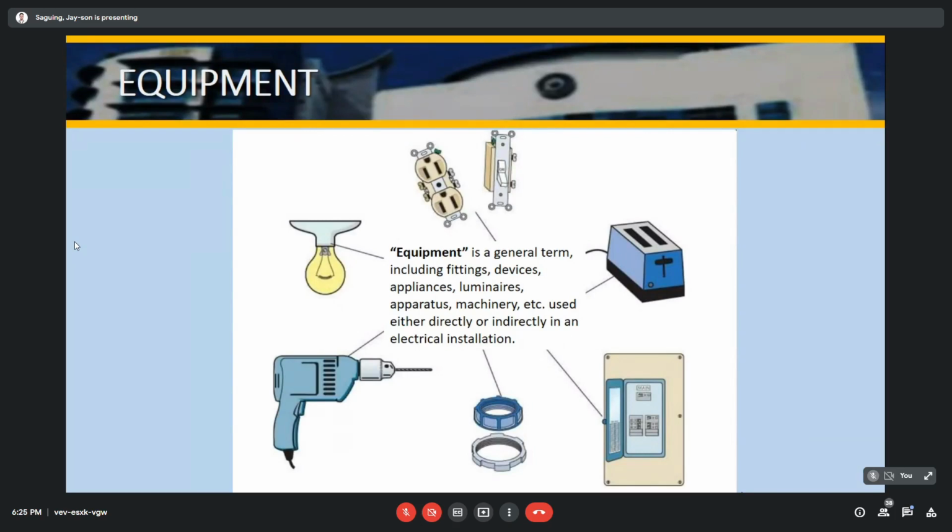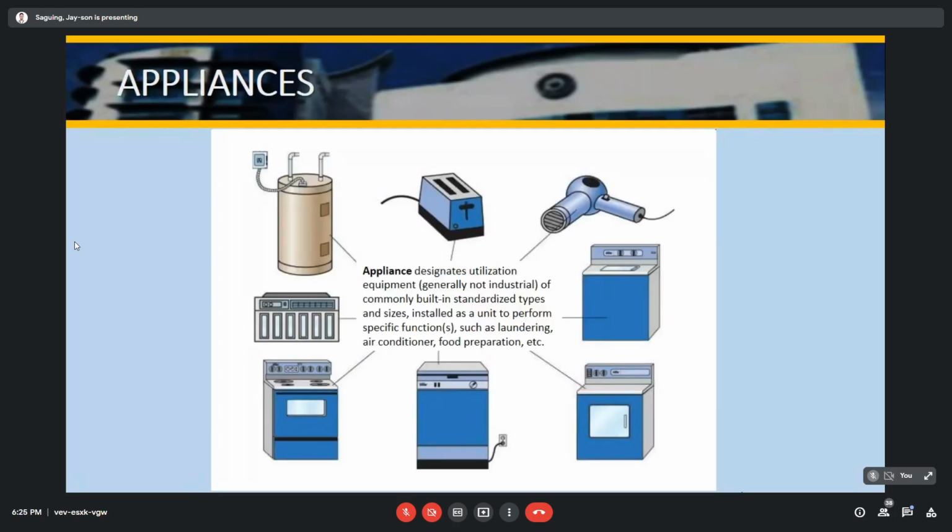Appliances or appliance designate utilization equipment, generally not industrial, of common built-in standardized types and sizes, installed as a unit to perform specific functions such as laundering, air conditioning, food preparation, and etc. To differentiate appliances and equipment, an appliance is an instrument or device for a specific purpose or task. Equipment is the things needed for a particular purpose. So they are similar and in many cases are interchangeable.